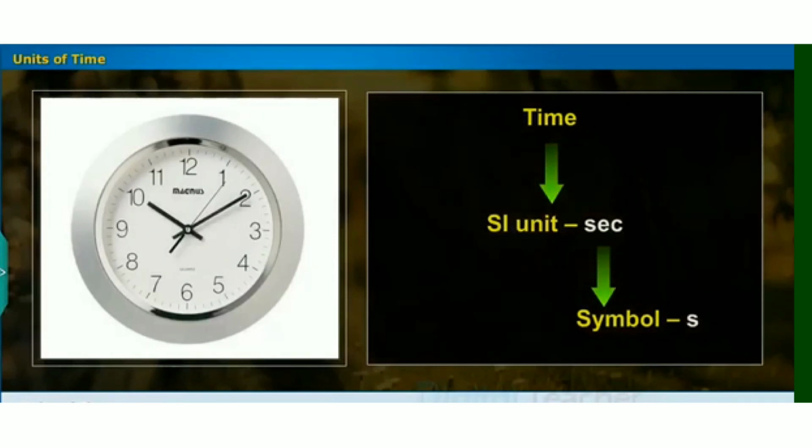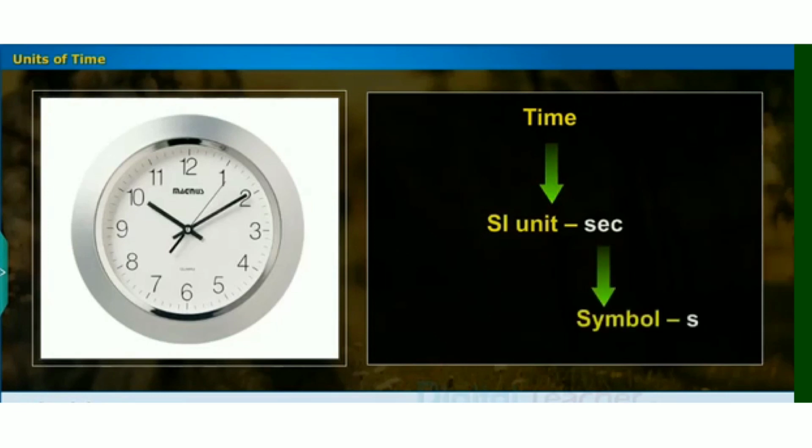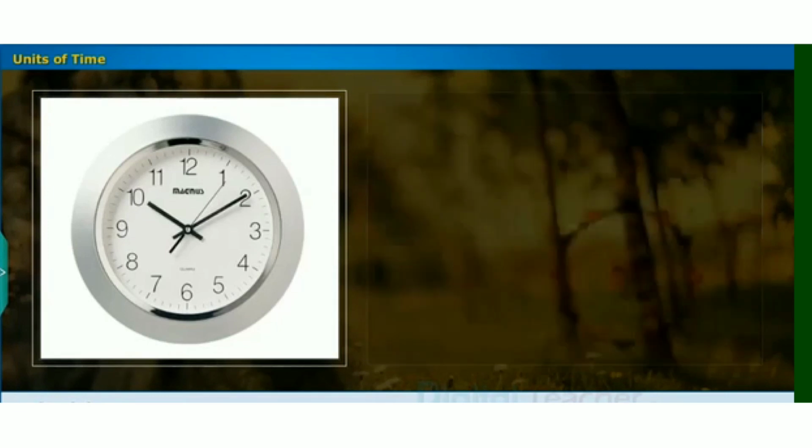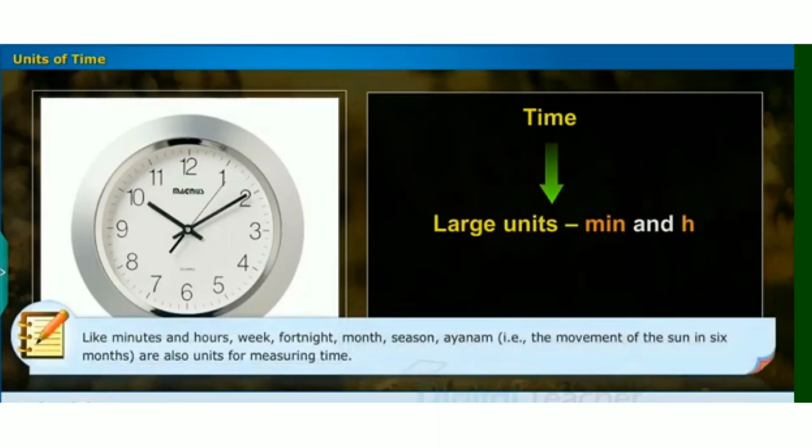Next, units of time. Based on the context, we can express the time in seconds or minutes or hours to specify the occurrence of time and the time taken by an event. The fundamental unit of time suggested by the International System of Units is the second. Its symbol is s. The larger units of time are minutes and hours.